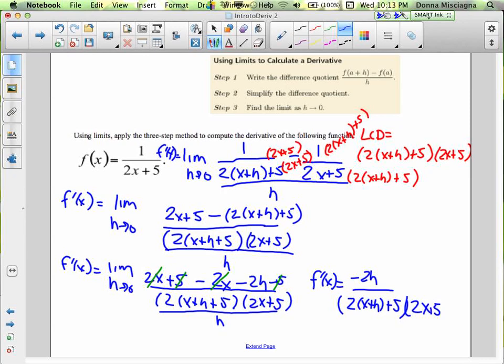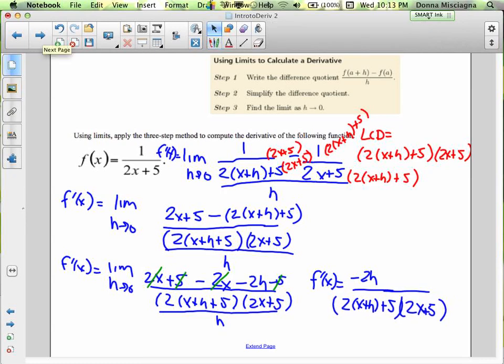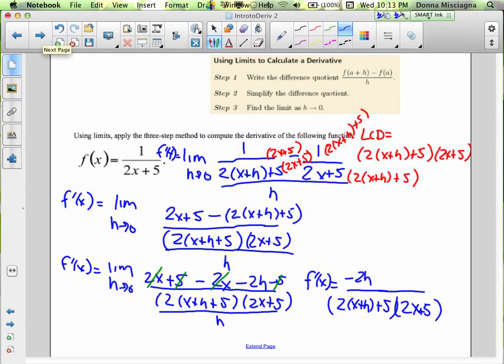And whoops, what happened to my plus? There we go. Rather than divided by h, why don't we just put times the reciprocal? That'll make it easier for us to simplify. So let's just put times 1 over h. And then we can see we need to cancel out the h's. Right? Sometimes you lose that when you see divided by.